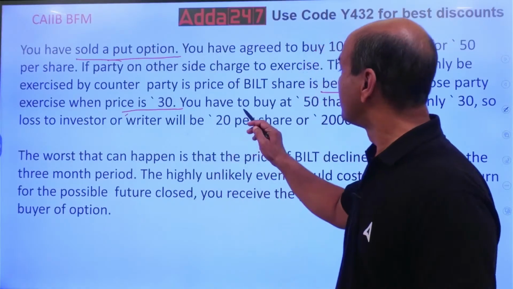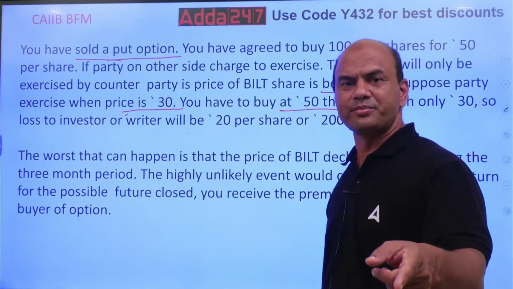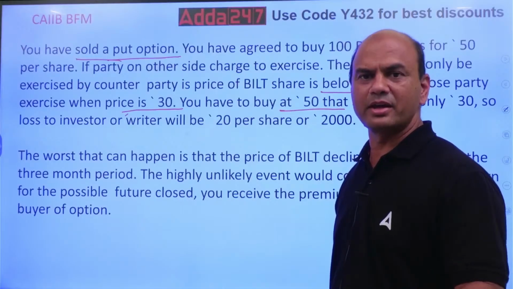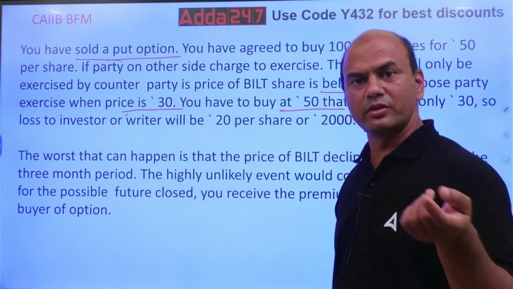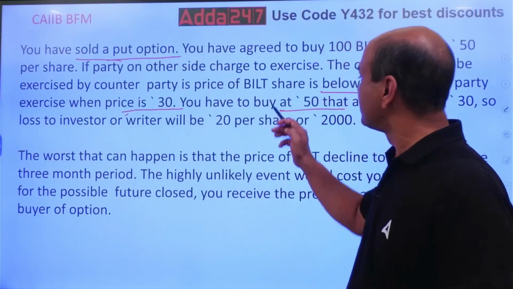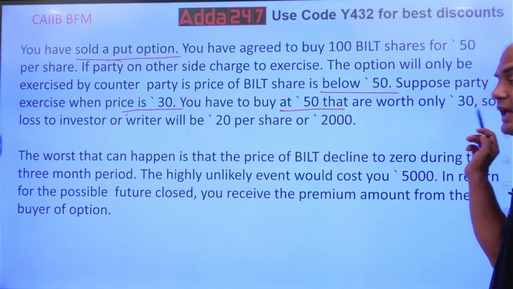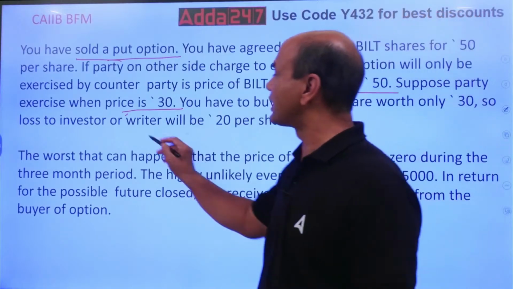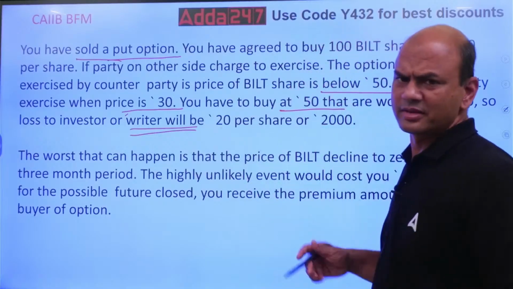You have to buy it at 50 because I told you it would not go below 50, I will buy at 50. It went to 30. Now you buy at 50. The buyer will say, you had told me it won't go down, so here, buy at 50. So I will have to buy this stock at 50 when the actual price is only 30. So the loss to the writer will be 20 per share.